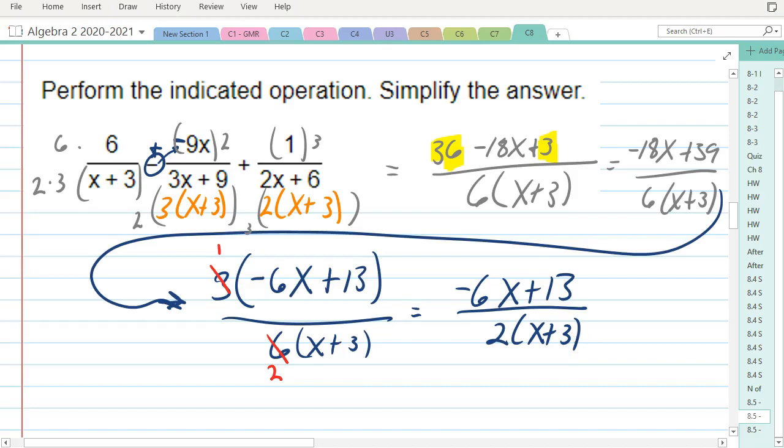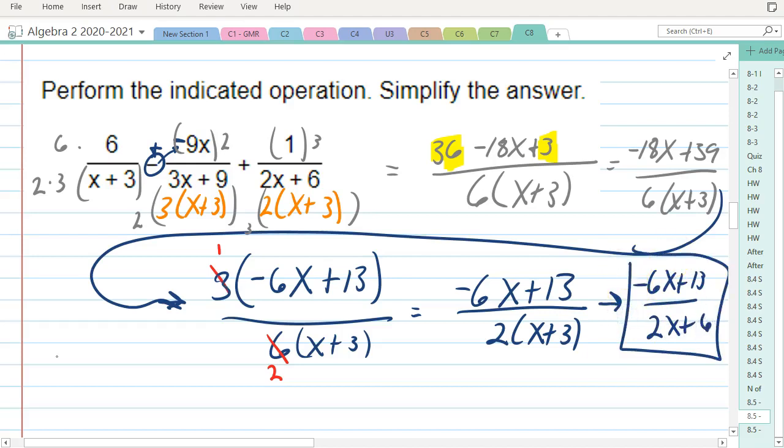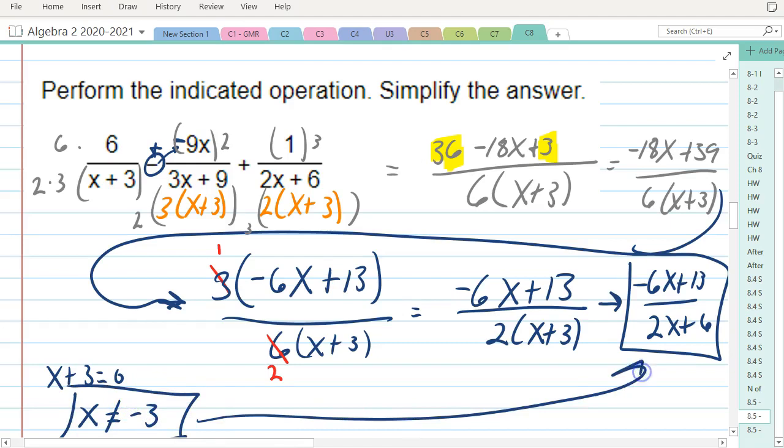Now, this book actually wanted you to leave it factored like that, which I think is kind of funny. Some books will want you to go ahead and finish that out and say 2x plus 6. Realize it all depends on the book that you're working with. Now, don't forget, what are your excluded values? My only excluded value here is going to be x plus 3 equals 0, so x cannot equal negative 3. So that would be my excluded value or my restriction. And then my final answer would be negative 6x plus 13 over 2x plus 6.